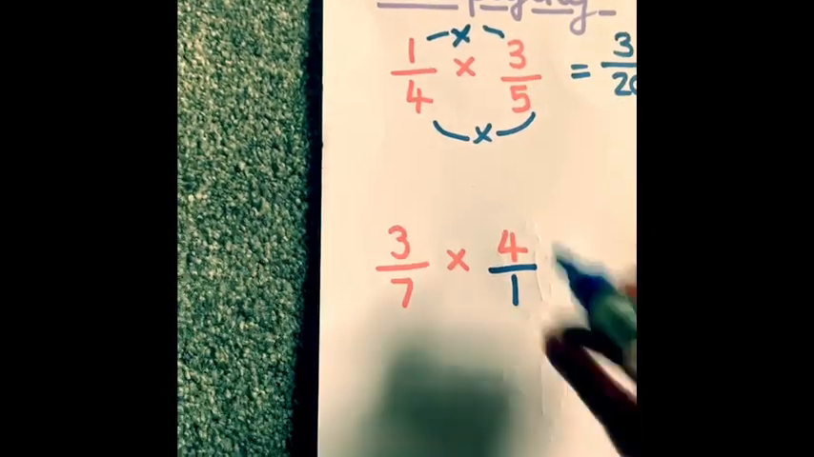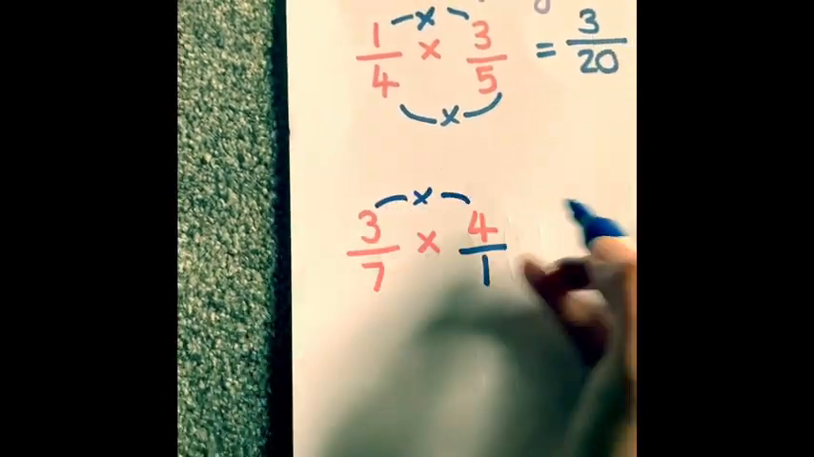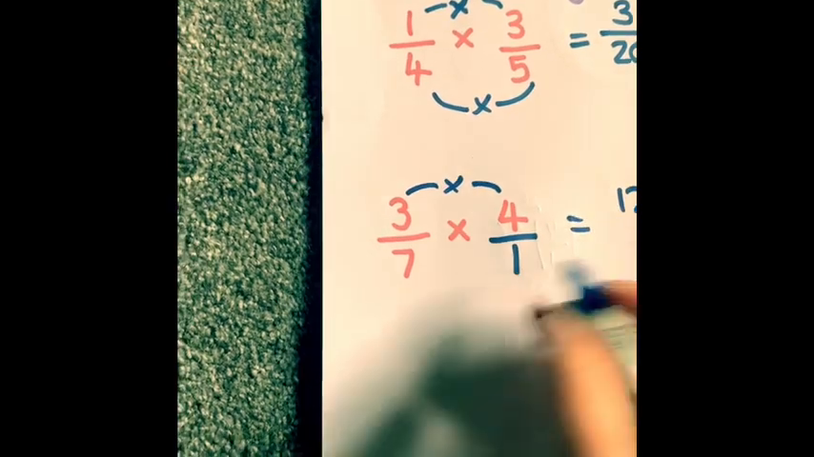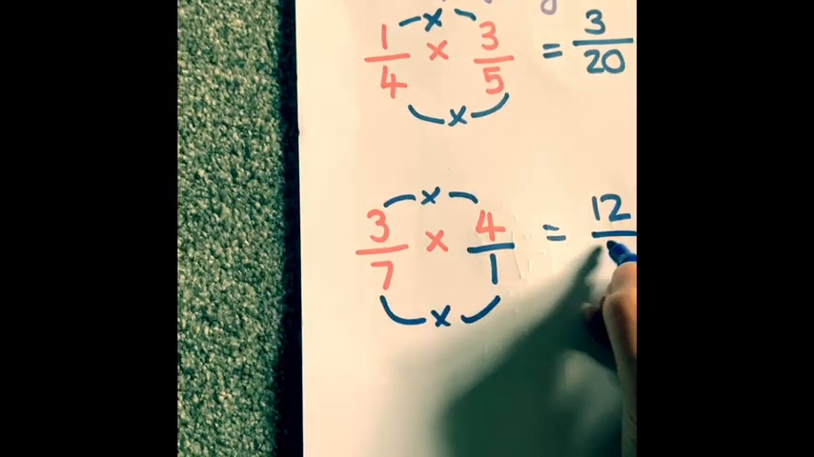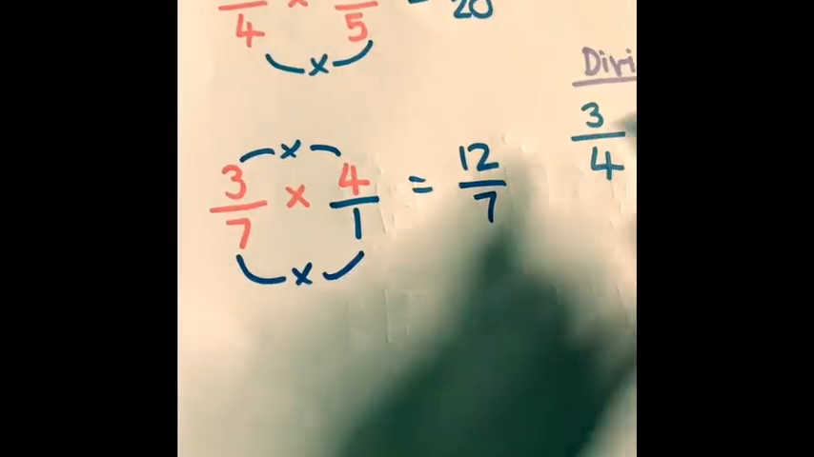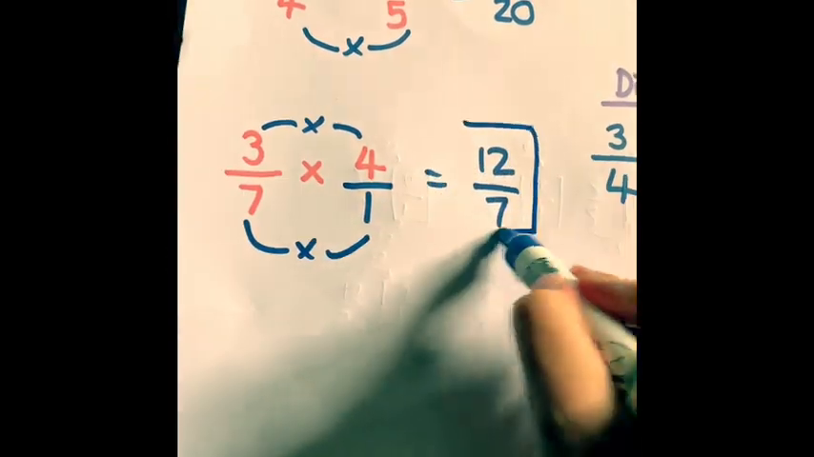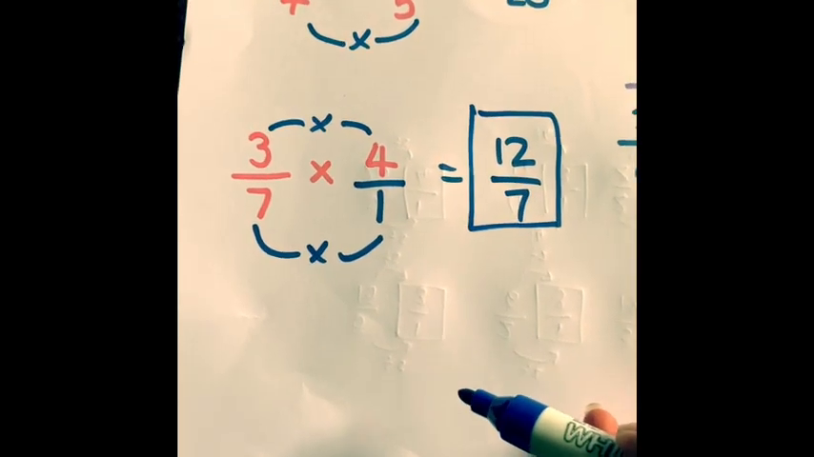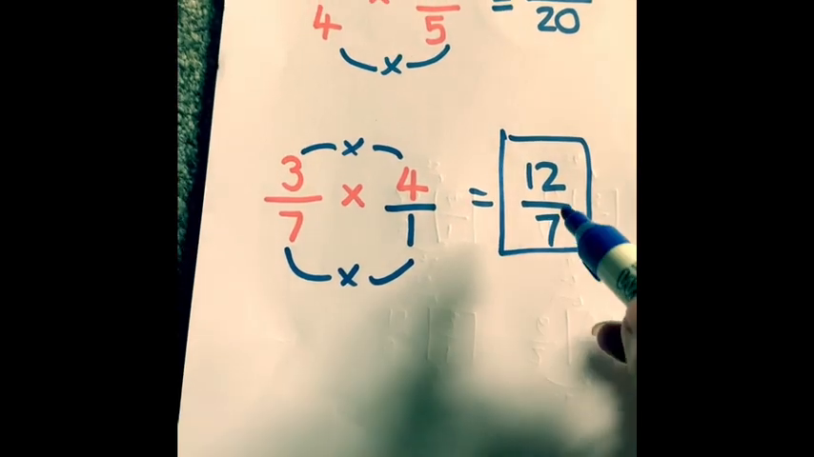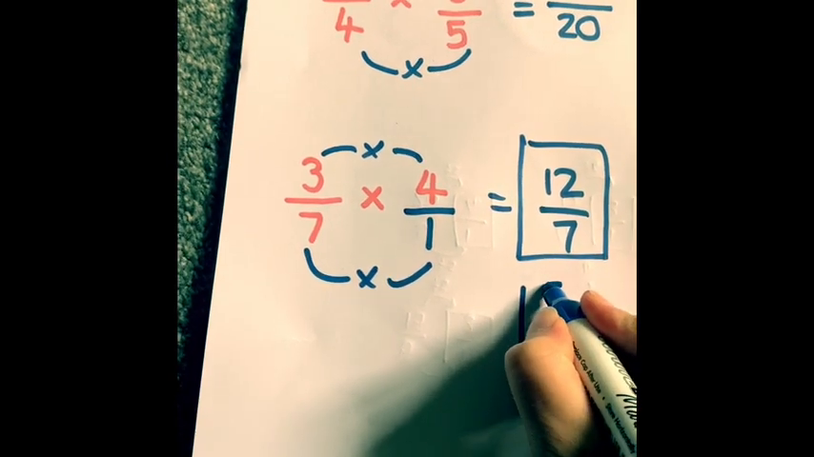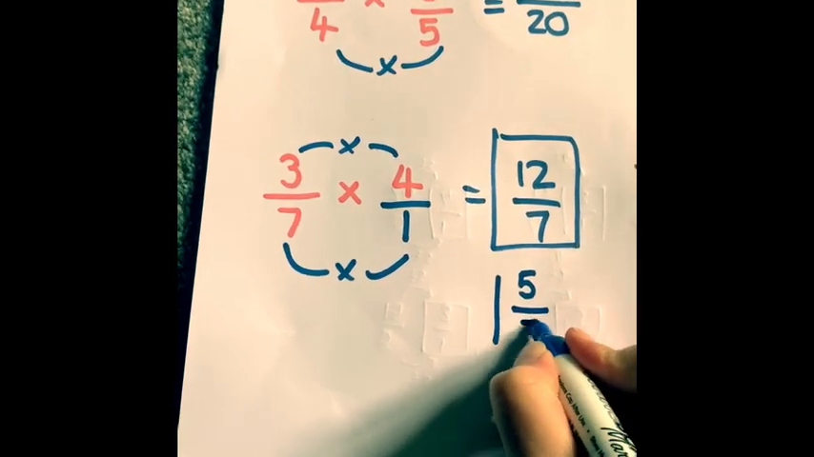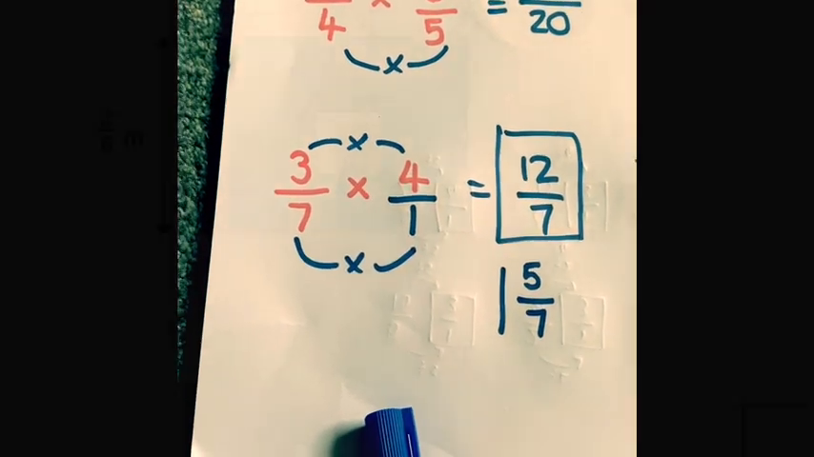So again, I will do the same method, so I'm multiplying by the top, which is 12, multiplying by the denominators, which is 7. In this case, this is a top heavy fraction. This is an improper fraction, so we would have to change that. We'd work out how many 7s go into 12, which is 1, and I'd have 5 left over out of 7. So that is a quick whistle-stop tour of multiplying by fractions.